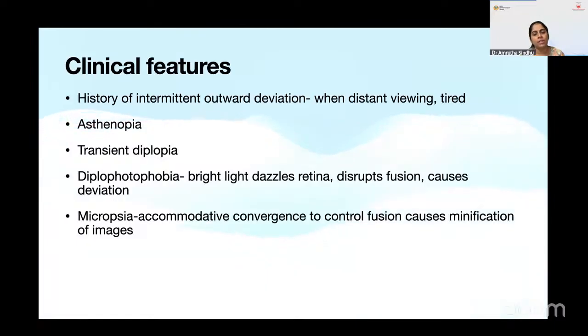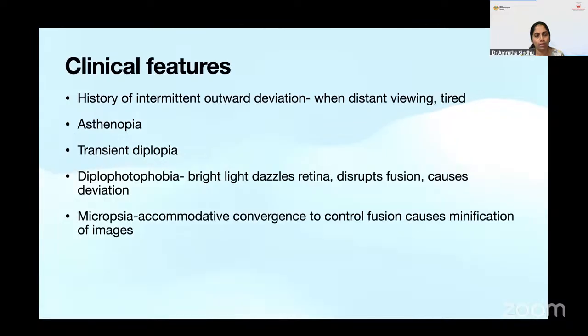And constant outward deviation can lead to asthenopic features like tiredness, soreness of eyes, a headache, and all those symptoms can be a presenting feature. And sometimes when the fusion is briefly disrupted, they can also present with transient diplopias, intermittent diplopia, that is also called as decompensated exotropias. So they can no longer fuse the images, leading to double vision or a diplopia.